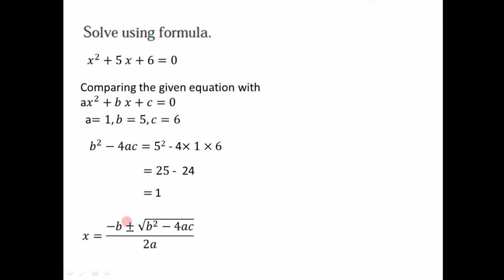Now let us have the formula by which we can find the value of the variable x. The formula is x is equal to minus b plus or minus under root b square minus 4ac divided by 2a. Now in this formula we have to substitute the values. That is, we get x is equal to b is minus 5 plus or minus b square minus 4ac, which we have found to be 1. So instead of b square minus 4ac, we can write 1 divided by 2 into a, that is 2 into value of a is 1, that is 2 into 1. The next step will be x is equal to minus 5 plus or minus square root of 1 is 1 divided by 2 into 1, that's 2.